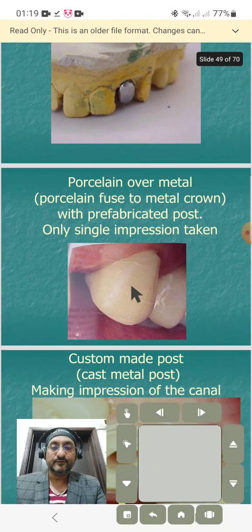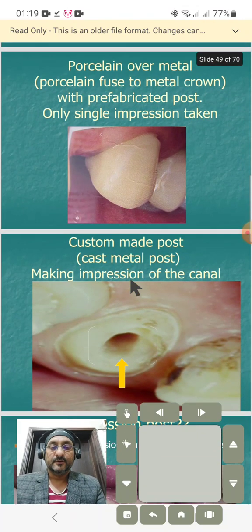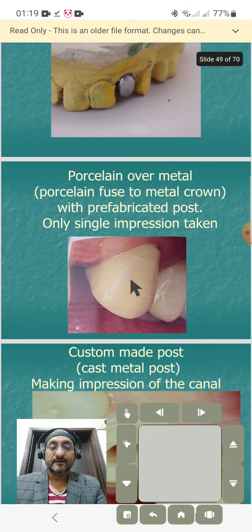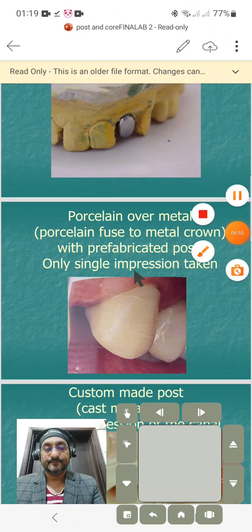Then we do the buildup and firing of the porcelain, and then we have this crown as well. So this was basically what we were talking about, the post which was prefabricated. Now we'll talk about the posts which are custom-made posts.